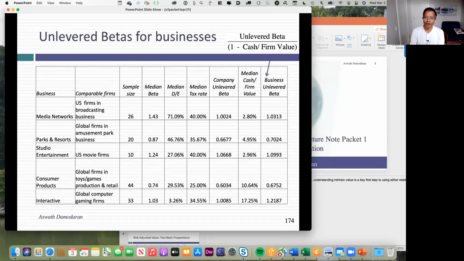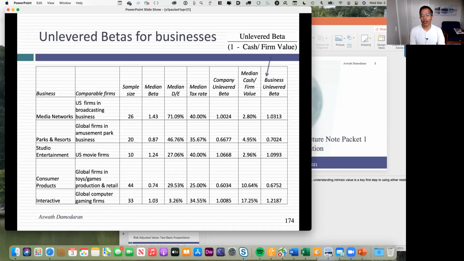Now, what do I need to get a beta for a business? I need to find companies in that business, and I can't find them. Desperation time. So here's the first ploy I use, because some of you will have the same issue. You take a company, you try to find other companies, you can't find any because they're either parts of bigger companies or there are none that operate independently.